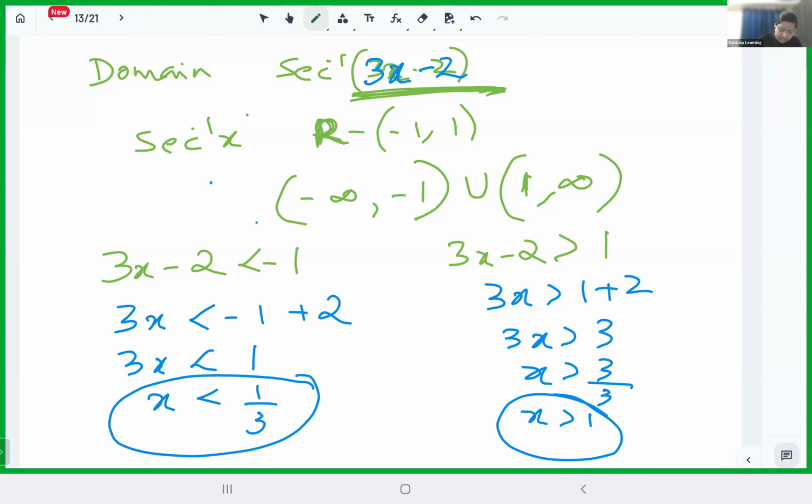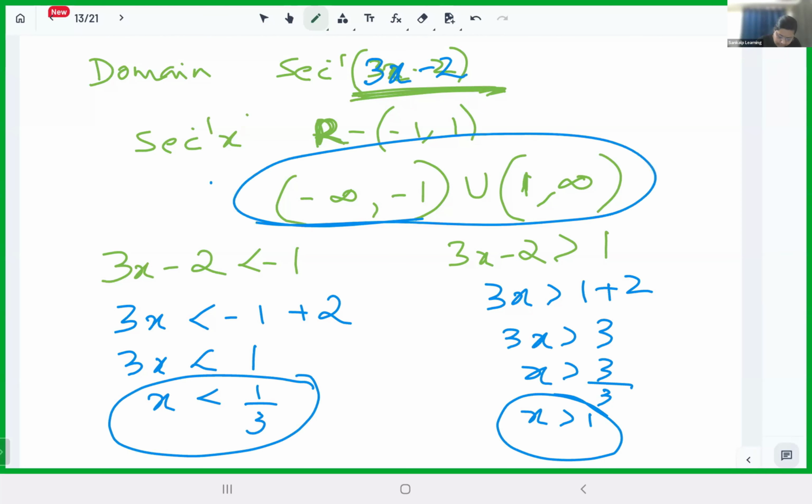So how can you write this? You take values less than 1 by 3, which means it can extend down to minus infinity. Minus infinity comma 1 by 3 union 1 comma infinity. It can also take values greater than 1, so 1 to infinity is also included. So this is the domain of that particular function. Now we are moving on to the next question.